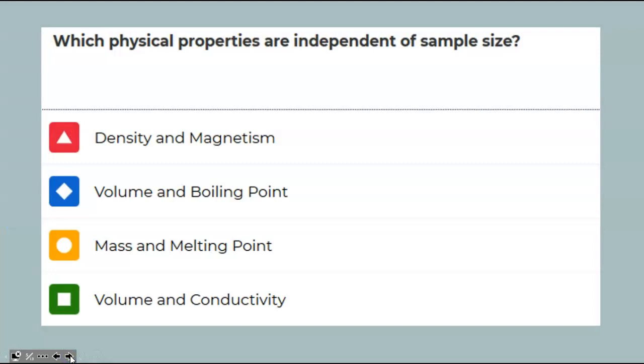So which physical properties are independent of sample size? Well, we need to look for the answer that does not contain the word volume or mass, because we know volume and mass do depend on sample size, and they also are not physical properties. So in this situation, density and magnetism is the correct answer.